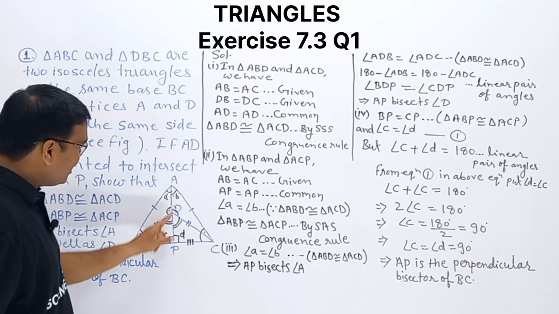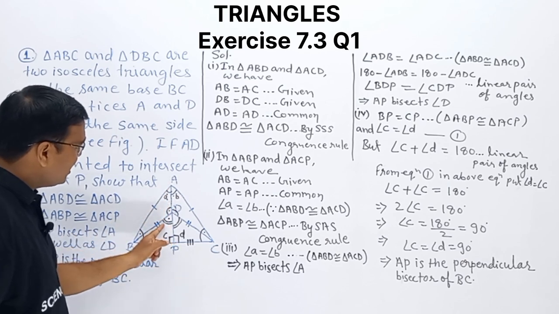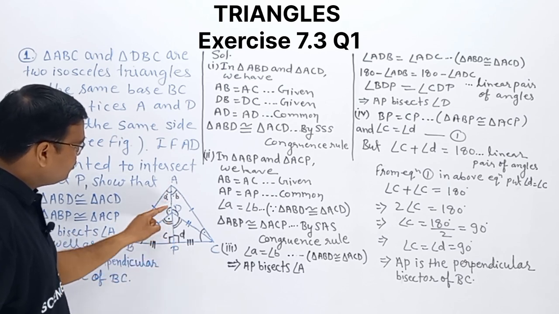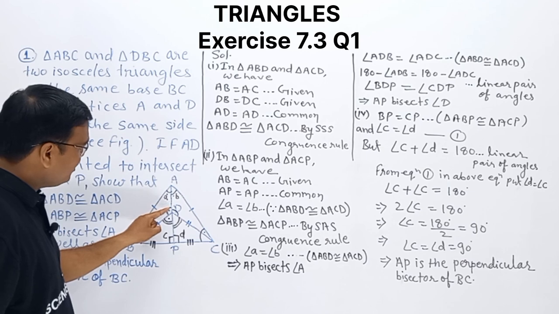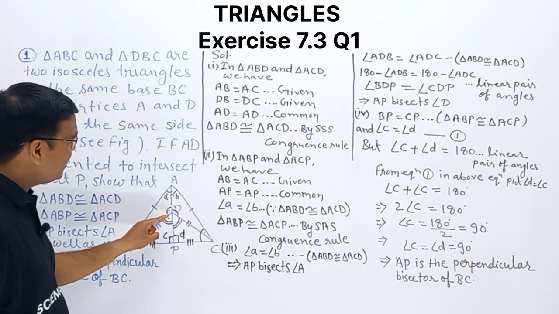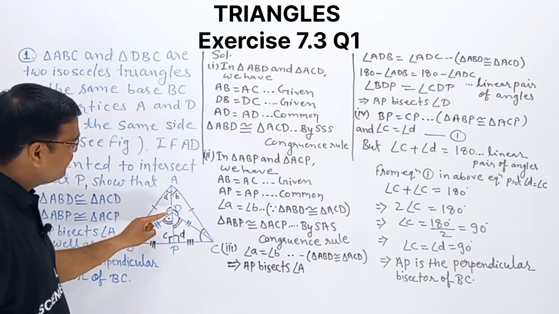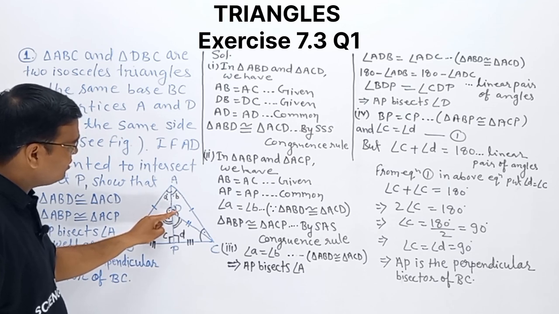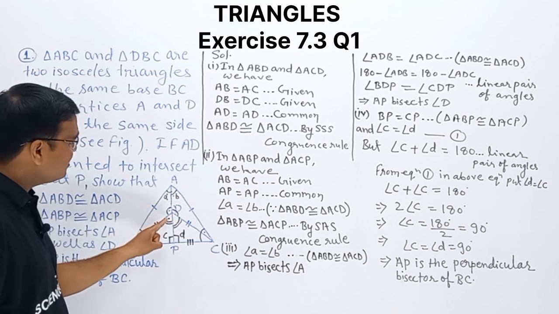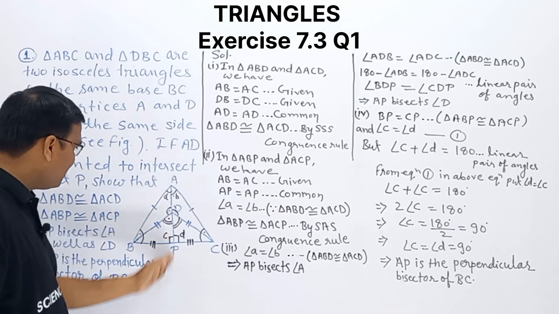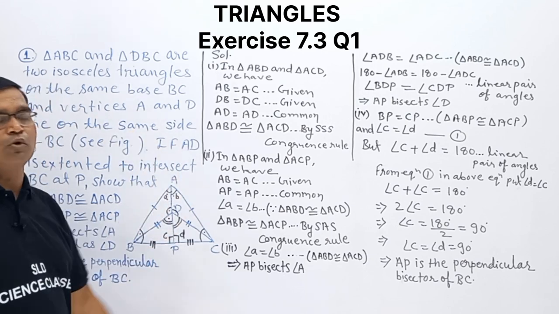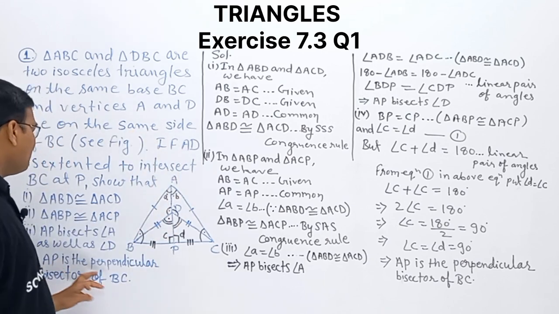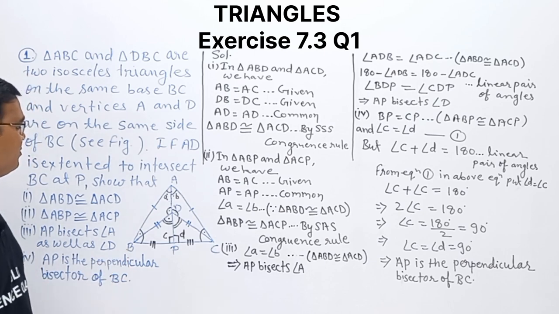Clear? But a straight line has 180 degrees, so the sum of the angles will be 180 degrees. So this plus this is 180 degrees. How are we getting this one? 180 minus this one. This equal to this one, so 180 minus this one equal to what? This one. So finally we can say this equal to this one, so we can say AP is bisecting angle D also.